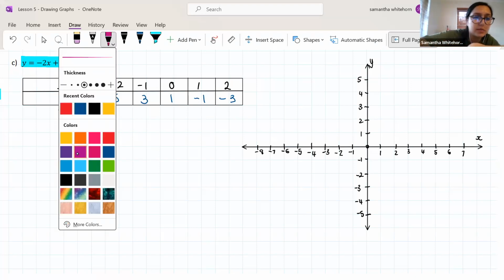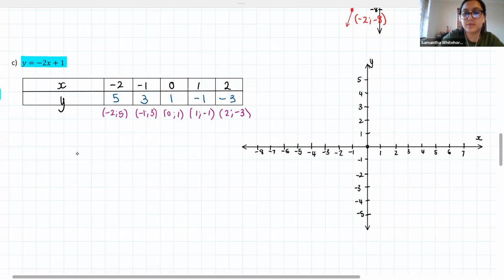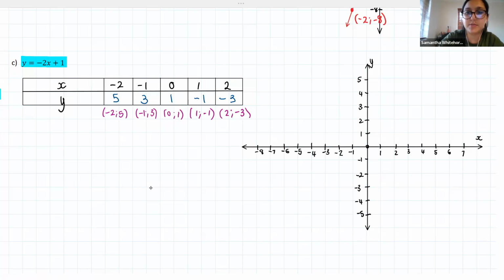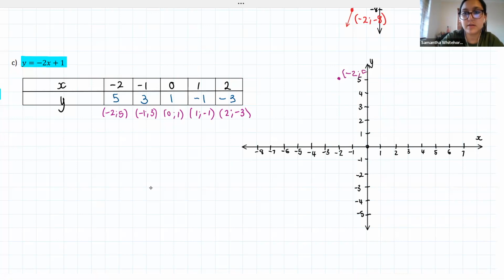So we take these points and we write our coordinates, so -2, 5, etc. And then we can go and plot these points. The first coordinate that we need to plot is that -2, 5, so -2 across and up to 5. Just be careful there. Then -1 up to 3. And so we keep going. -3.